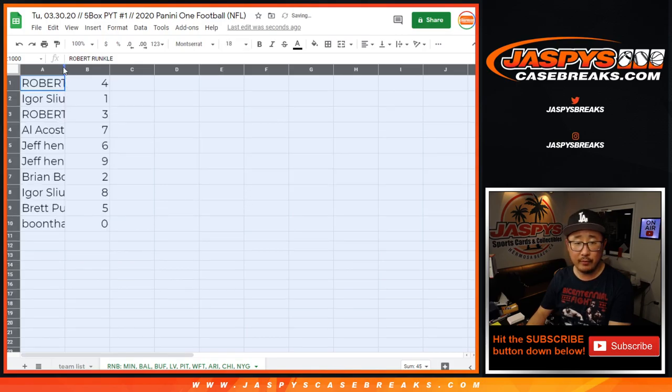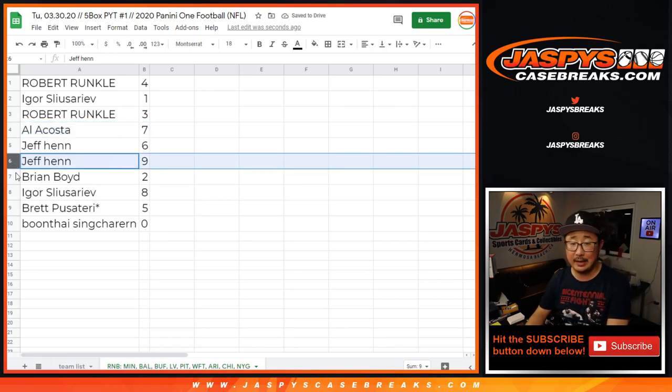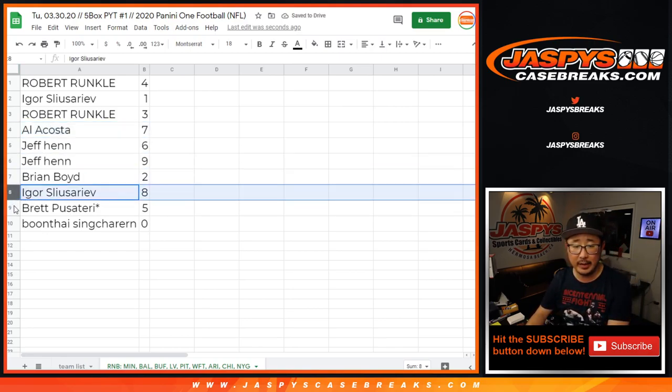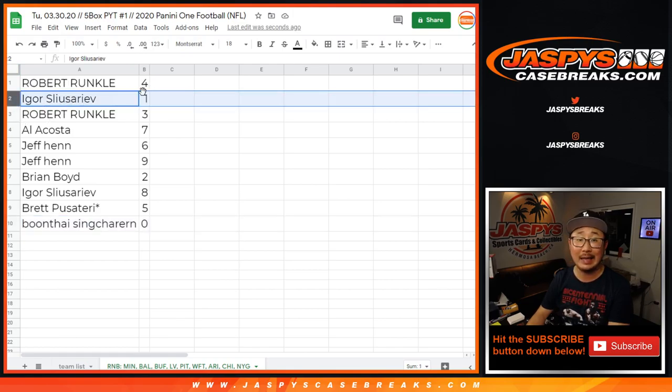All right, so Robert with four, Igor with one, Robert with three, Al with seven, Jeff with six and nine. Nice. Brian with two, Igor with eight, Brett with five, and Buntai with zero. So Buntai, you'll get zero, gets any and all redemptions for that group of teams down there, including one of one redemptions. But Igor, you'll still get live one of one. So there you have it.